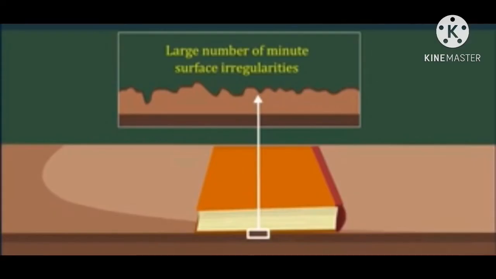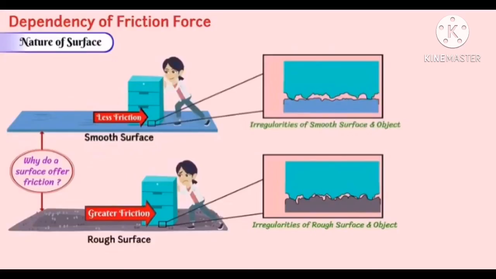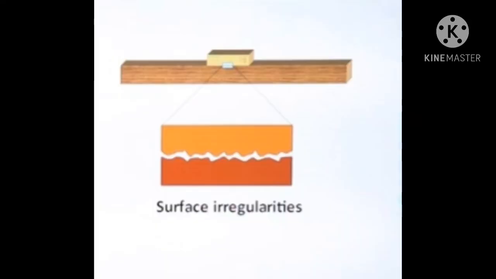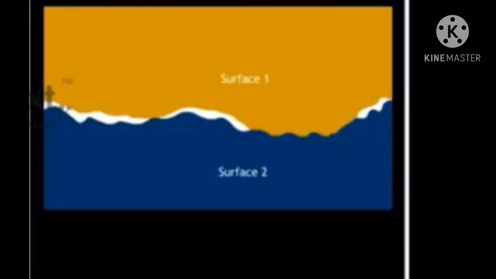Irregularities on the two surfaces lock into one another. When we attempt to move any surface, we have to apply a force to overcome the interlocking between the two surfaces. On rough surfaces, there are a large number of irregularities. So, the force of friction is greater if a rough surface is involved. So, friction is caused by the irregularities on the two surfaces in contact.